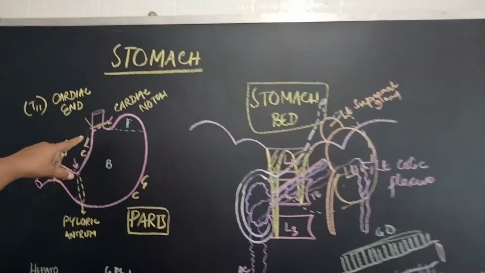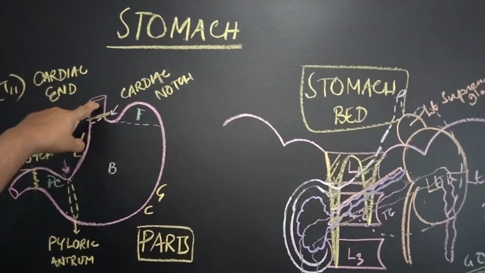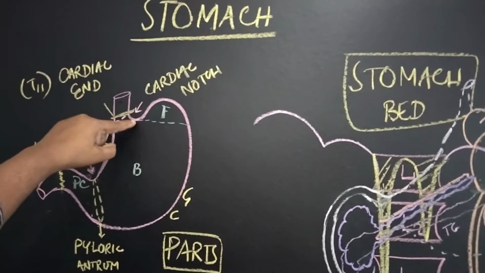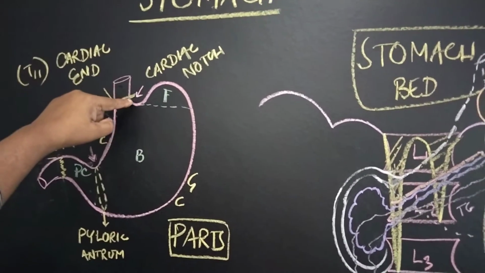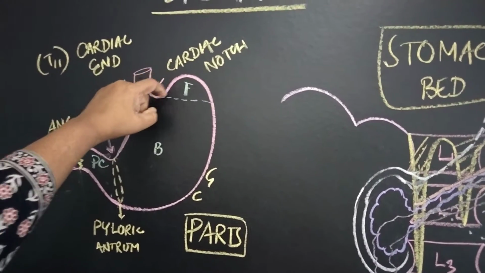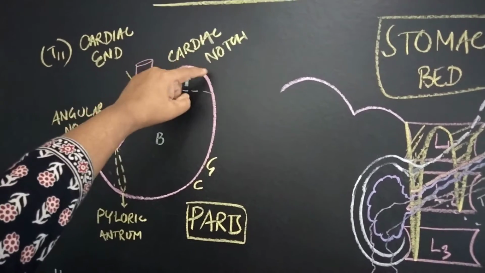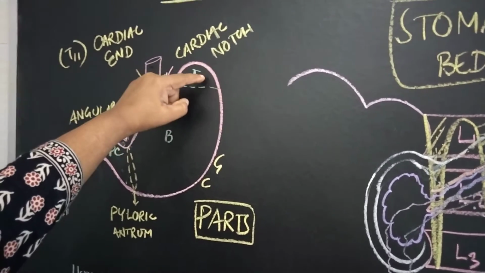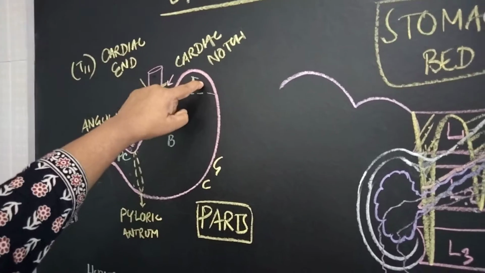The detailing of the stomach. This is the abdominal part of the esophagus. This is the cardiac notch at the level of T11, and then this is going upwards and backwards, and to the left takes a turn. This is the fundus, which is filled up with the fundic gas.